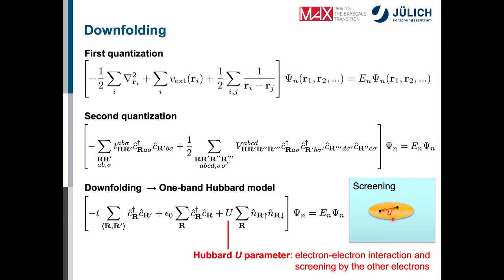Whereas the hopping parameters are relatively straightforward to calculate, it is the Hubbard U parameter that makes things more complicated. And this talk is about calculating the Hubbard U parameter from first principles.